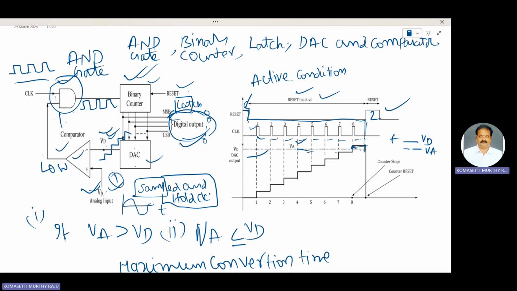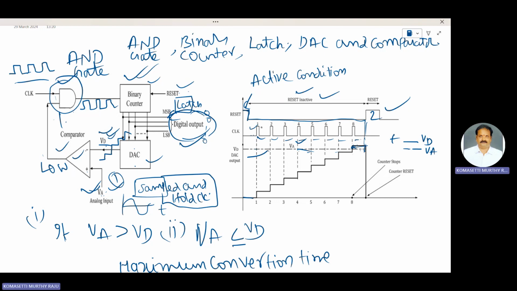When reset is in high condition, that means the binary counter is reset to 0, and the output VD is 0. Upon release of the reset condition, that means reset is inactive, the clock pulses reach the binary counter with the help of the AND gate.